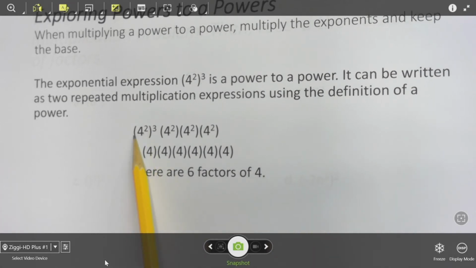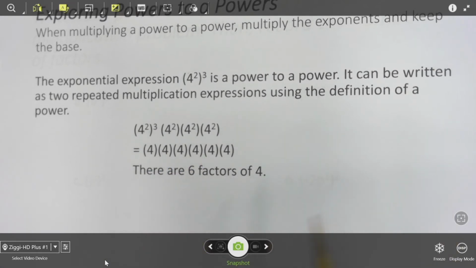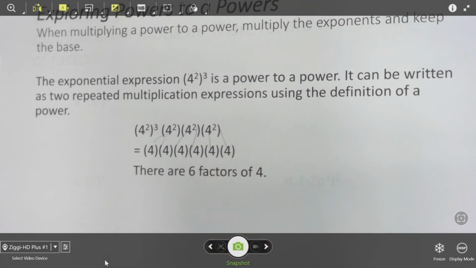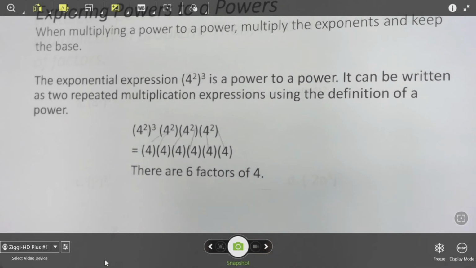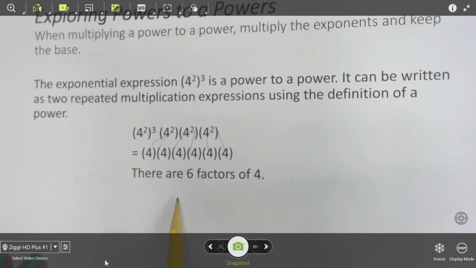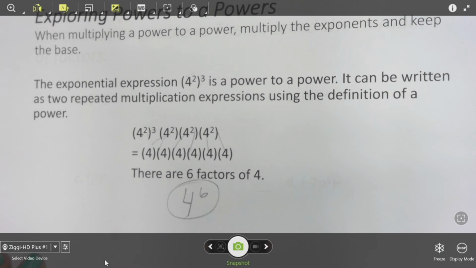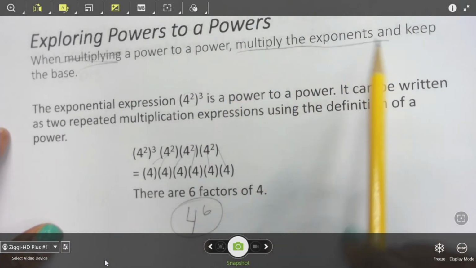Okay, so we have 4 squared raised to the 3rd power, which becomes 4 squared times 4 squared times 4 squared. Now we're going to expand our squares. That makes sense? Okay, so we end up with a total of 6 factors of 4. So this would be 4 to the 6th power. The rule says when we're doing power to a power, we want to do what with our exponents? Multiply them. Okay? Multiply the exponents and keep the base.